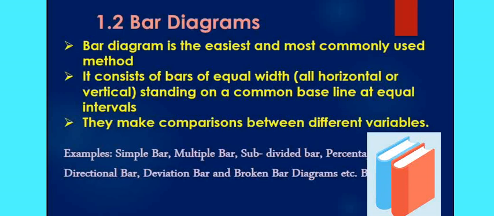Okay. After line diagram, we have bar diagram. So bar diagram is a very important concept. It is the easiest and most commonly used method, and it consists of bars of equal width. That means here also there are two diagrams we can draw in bar diagrams: one is horizontal, the other vertical, but mainly you take the vertical diagram only, and they make comparison between different variables. We have some examples of bar diagrams: simple, multiple, subdivided, percentage, deviation bar, broken bar. Likewise we have several examples, but you mainly focus on only some important bar diagrams.